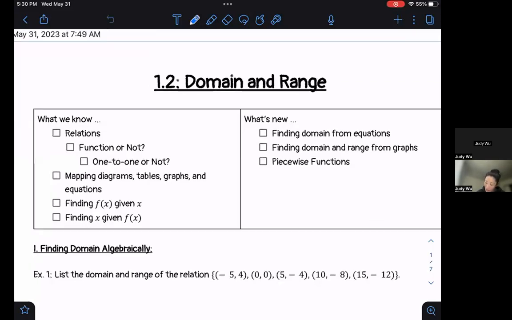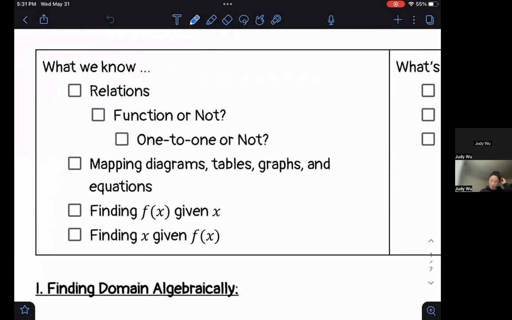Today we're going to take a look at what we know first. It's always good practice to think about what we've done so far so that we can tie it into where we're going. What we know so far, we've talked about relations. We've talked more specifically about whether the relation is a function or not, and we know how to do that in a few different ways. And then if it is a function, is it a one-to-one function or not? And then we talked about some other questions that we should ask ourselves if we wanted to address that question.